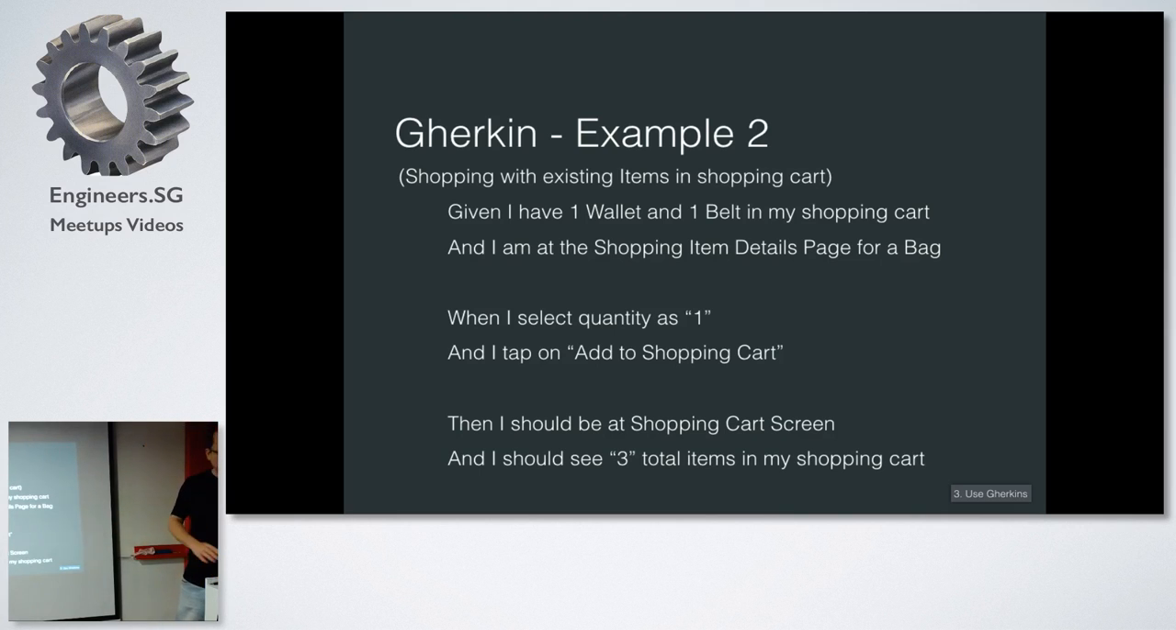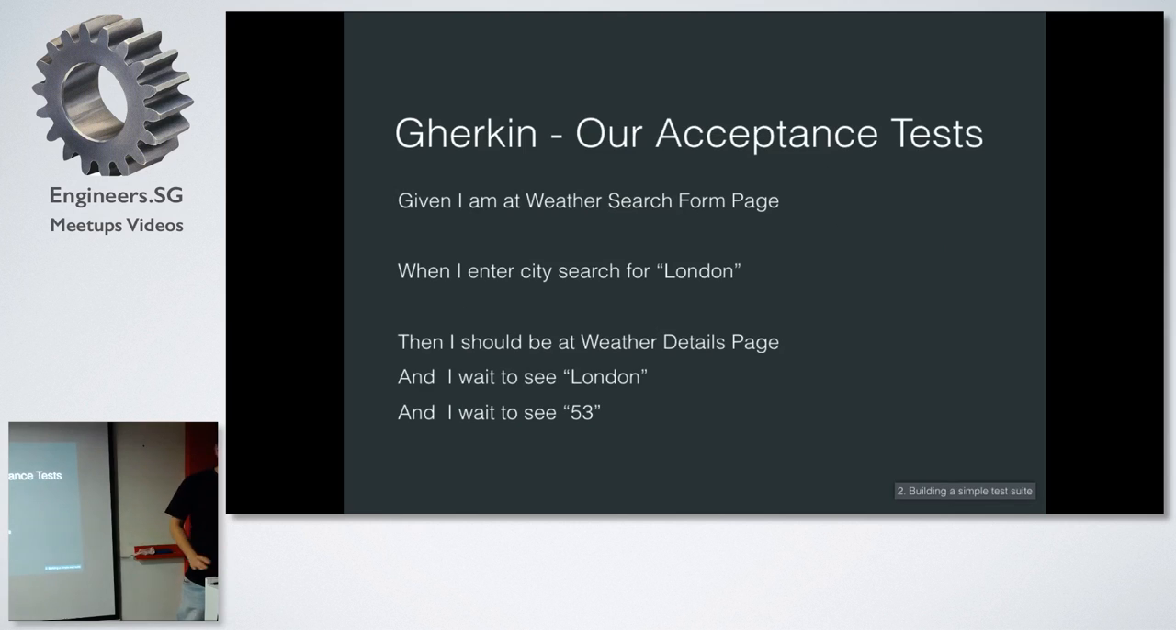So now for our own acceptance test. Given I am at the weather search form page, when I enter city search for London, then I should be at the weather details page, and I wait to see London, and I wait to see 53. 53, I think, is the humidity.